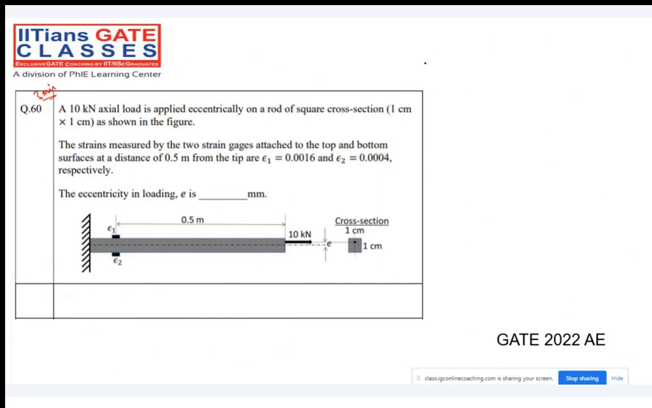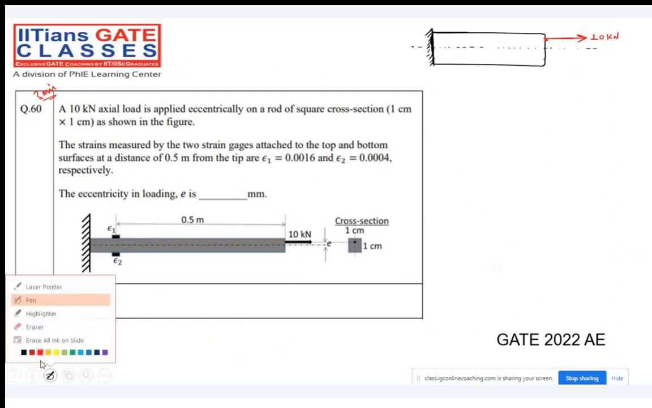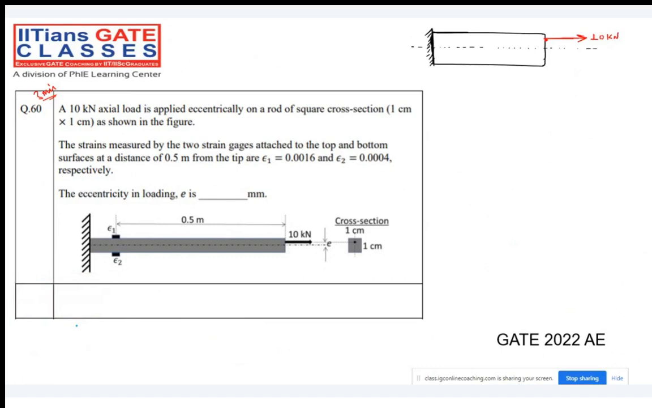And if you are my student, you will not have any doubt. Try to see why I'm saying that. Understand, this was the longitudinal axis passing exactly through the centroid of the beam, and the load of 10 kilonewton has been applied at an eccentric distance. Now understand and appreciate the beauty of what they have asked in this question.